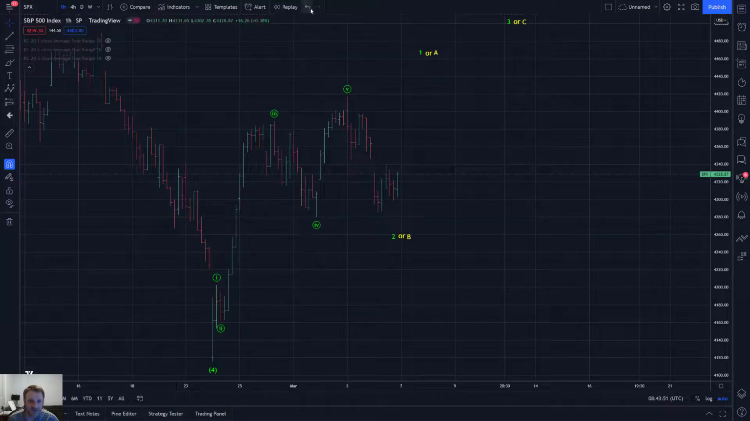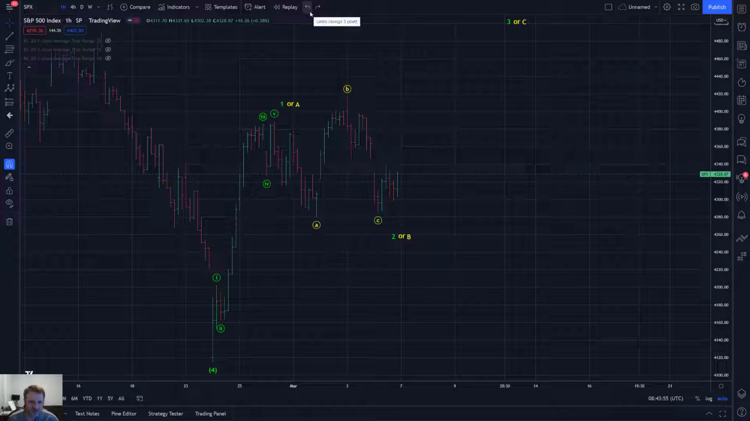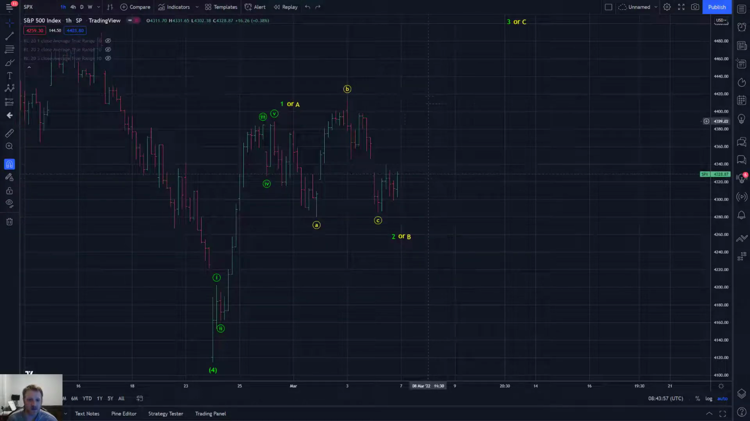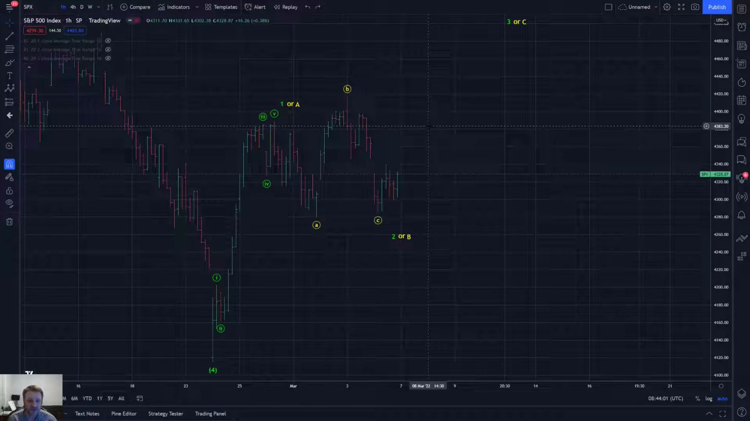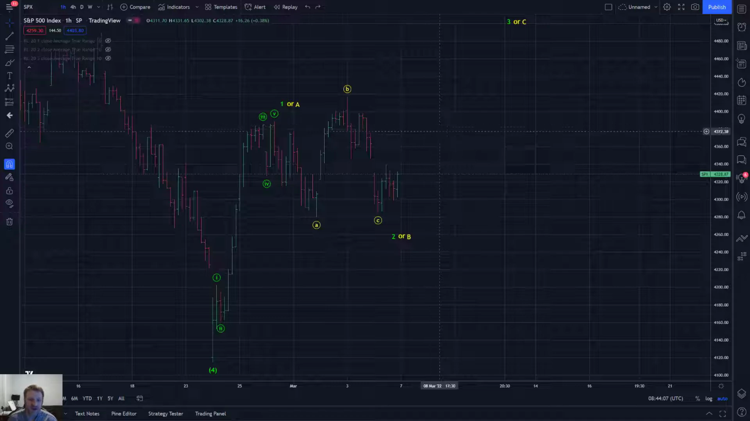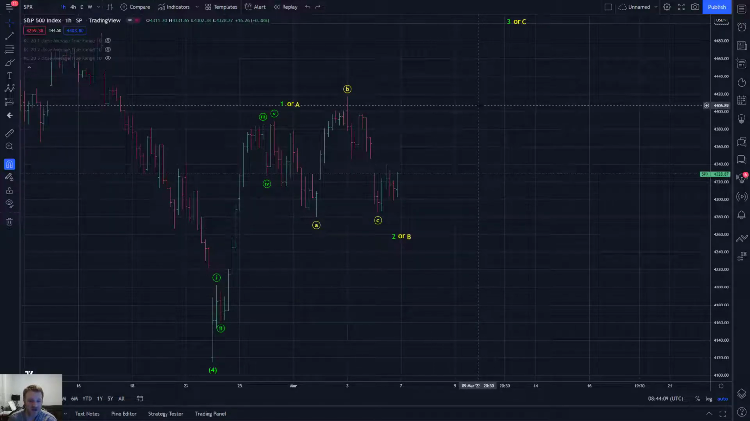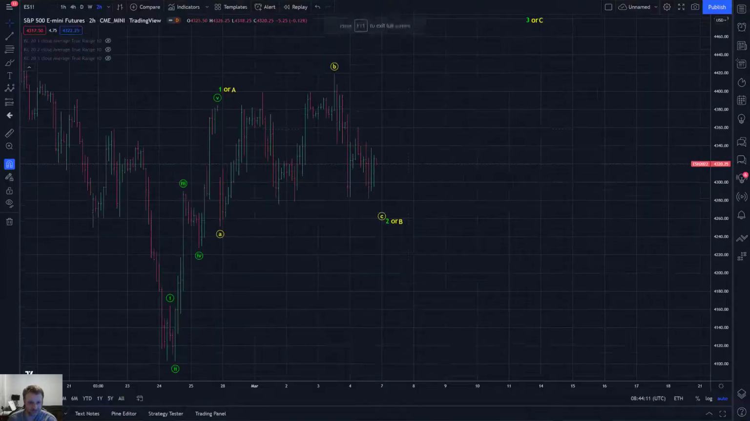I think I prefer the original labeling that I've done here, and let me explain why. Since it's been a volatile period in the market, there's been quite a bit of overnight activity and pattern development in the futures, which I think is worth looking at when that is the case. And let's go look at the futures.